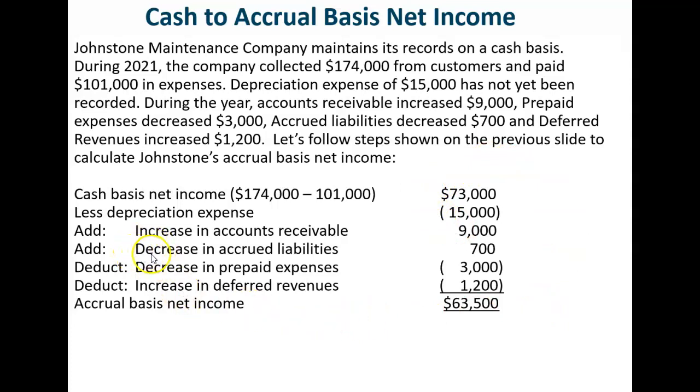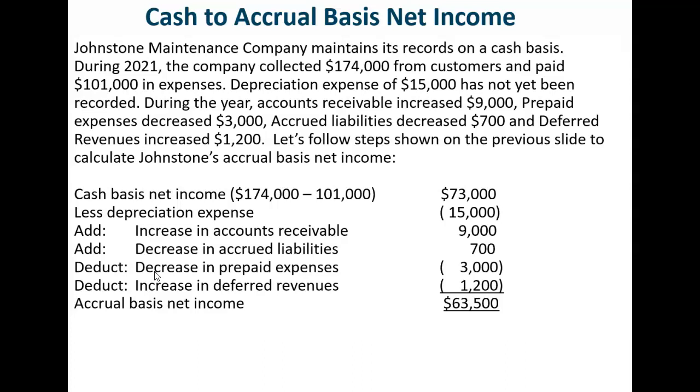And we need to add decreases in current liabilities. Well, the balance in accrued liabilities account decreased by $700, so we need to add that to our cash basis net income. Then we need to subtract some things in step 4.